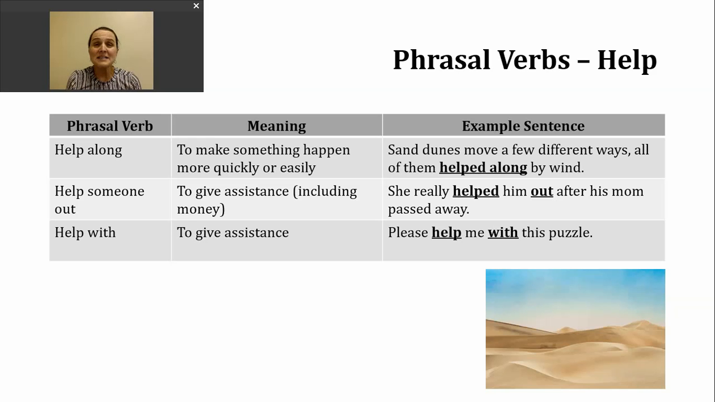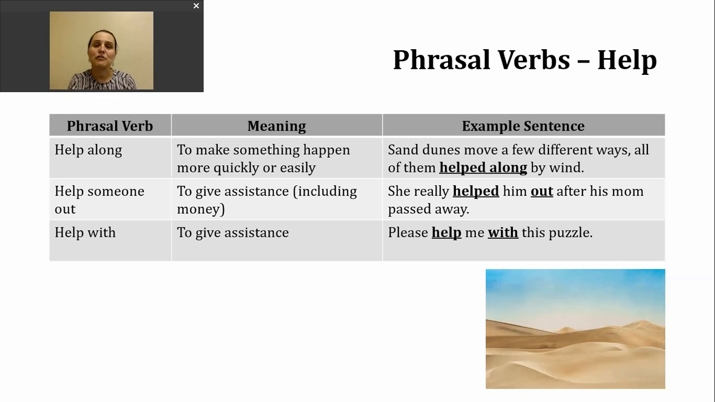Here we don't know what type of help this is, and that's okay. The thing I'd like to point out here is that we are going to separate help and out, and what comes between it will be an object. Who received the action? So in this case, it's some man because we have the object pronoun him.